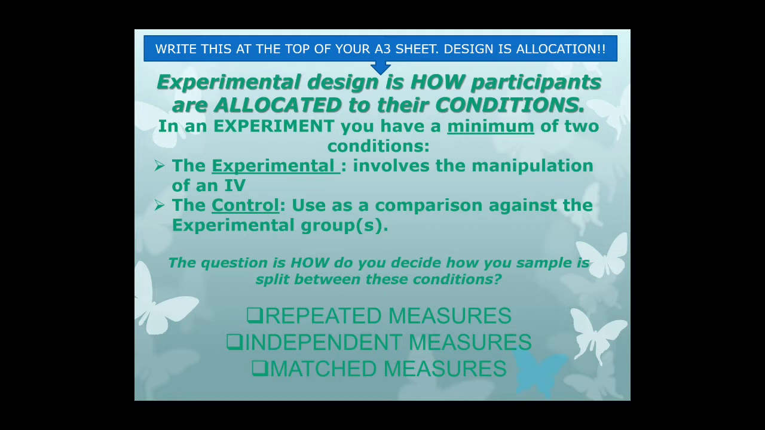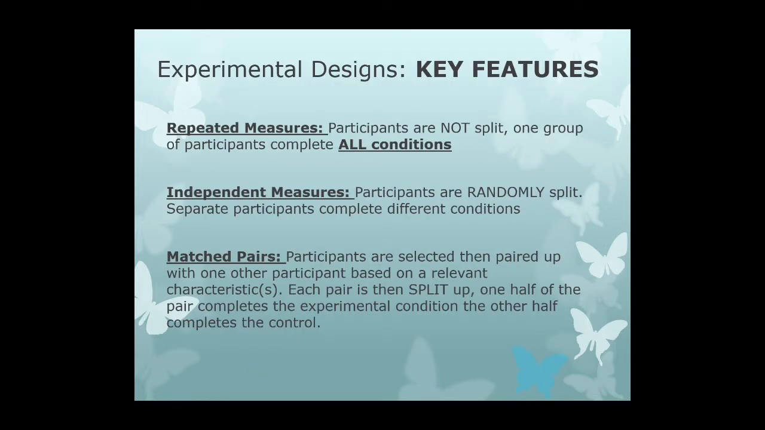So, there are 3 ways in which you can split your sample up across the different conditions. There is what we call repeated measures design, independent measures design, and a matched pairs design, okay? And all we're going to do in this section of the lesson is look at what they actually involve, and then look at the relative strengths and weaknesses of each one against the others. So if we first of all start with the key features, and on your big A3 sheet you'll see that the top row is left blank. This is what you would put in there.